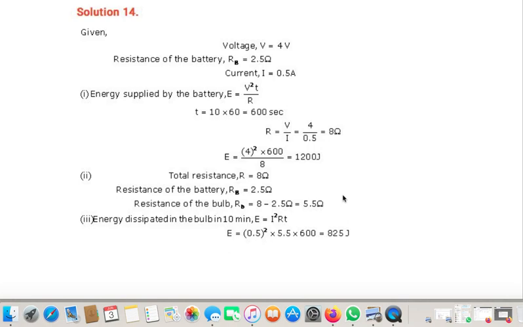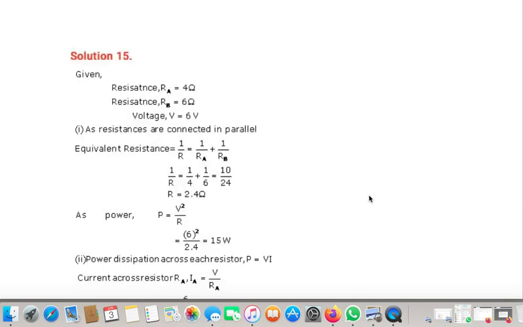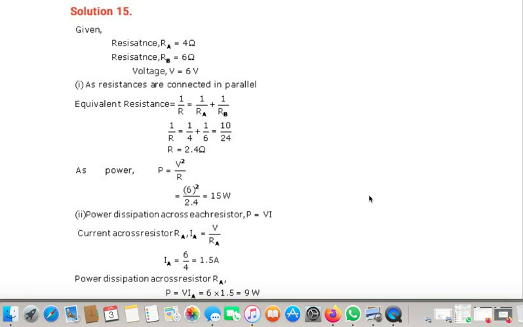In the last class I explained the numericals. Up till here this was done in the last class, and I gave you homework up till numerical number 15. So today I'll start the class with the 15th numerical only.